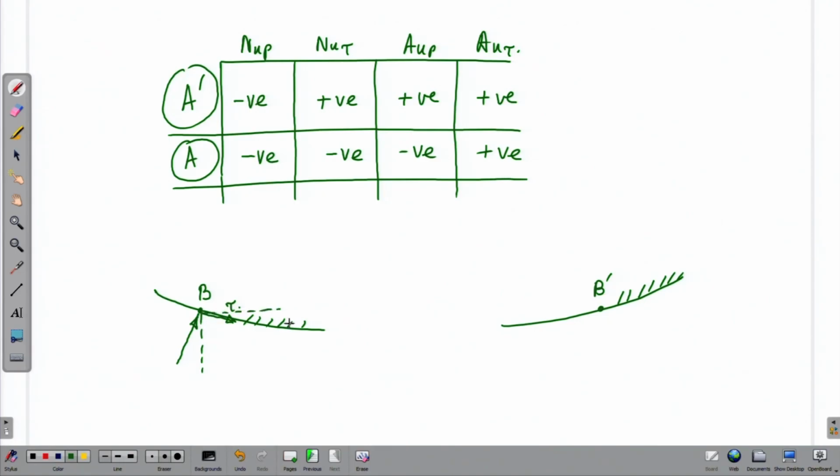So, we have drawn the vertical and the horizontal lines. As you can see, we move clockwise from the vertical to reach the pressure direction, and we again move clockwise from the horizontal direction to reach the tau direction. So, this is going to give me positive sin theta and cos theta. So, both are positive. While here, let us try to see what happens.